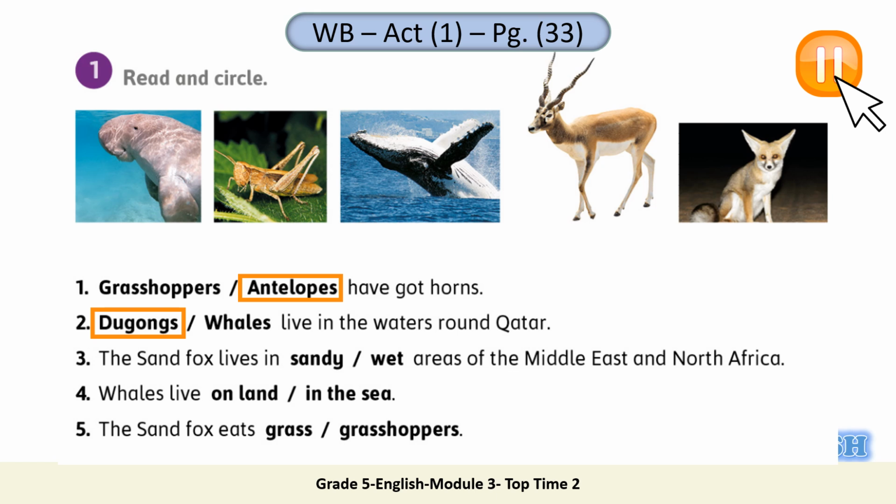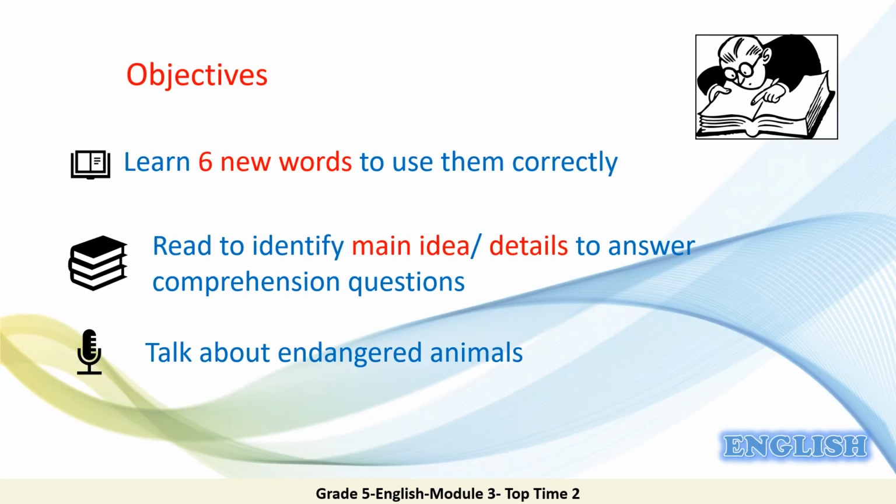3. The sand fox lives in, well done, sandy areas of the Middle East and North Africa. 4. Whales live in the sea. Very good. 5. The sand fox eats, excellent, grasshoppers. We are done with the first objective. We learned 6 new words to use them correctly.